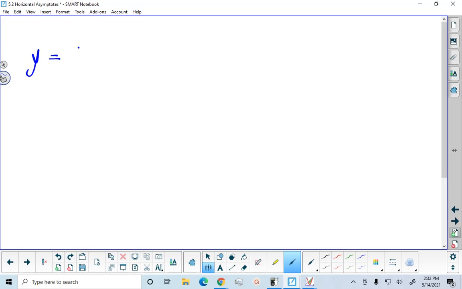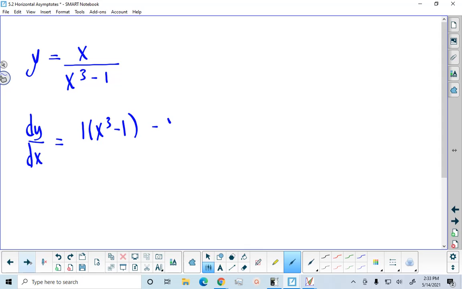Our function is y equals x over x cubed minus 1. I better just make sure that's right. I'm pretty sure it is, but it would be a tragedy to make a mistake at this point. dy dx is found using the quotient rule. Derivative of the top times the bottom minus the top times the derivative of the bottom over the bottom squared. Double check my work here, meaning you should double check it as well.